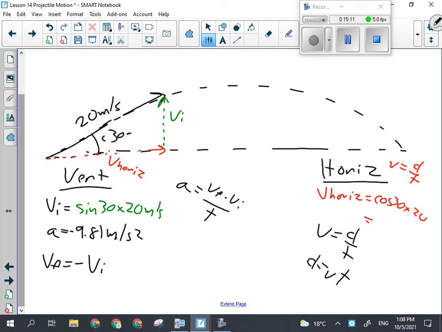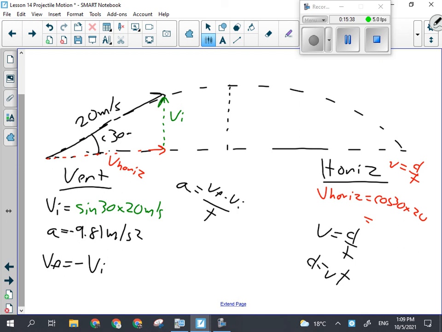If I want to calculate the maximum height, do I need anything from the horizontal part of this? No. Height's a vertical thing. So where in this flight does the maximum height occur? The object gets to the middle part and stops moving. Yeah, exactly. Right here, right smack in the middle.